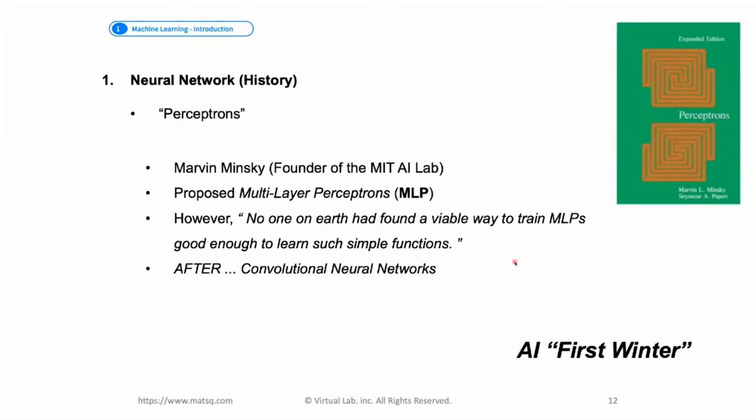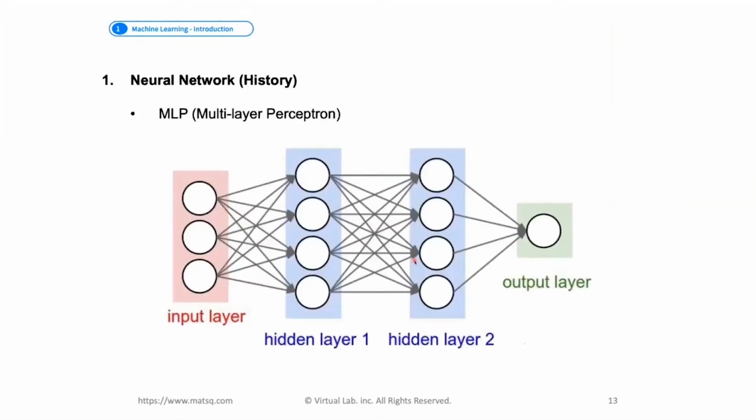This is the first AI winter. All right, the perceptron architecture is like this. The only difference is that a multi-layer perceptron has a hidden layer between the input and output layers. So we could solve the XOR problem, which is a binary classification, using a multi-layer perceptron. However, the problem is how to solve for each node and each weight value.